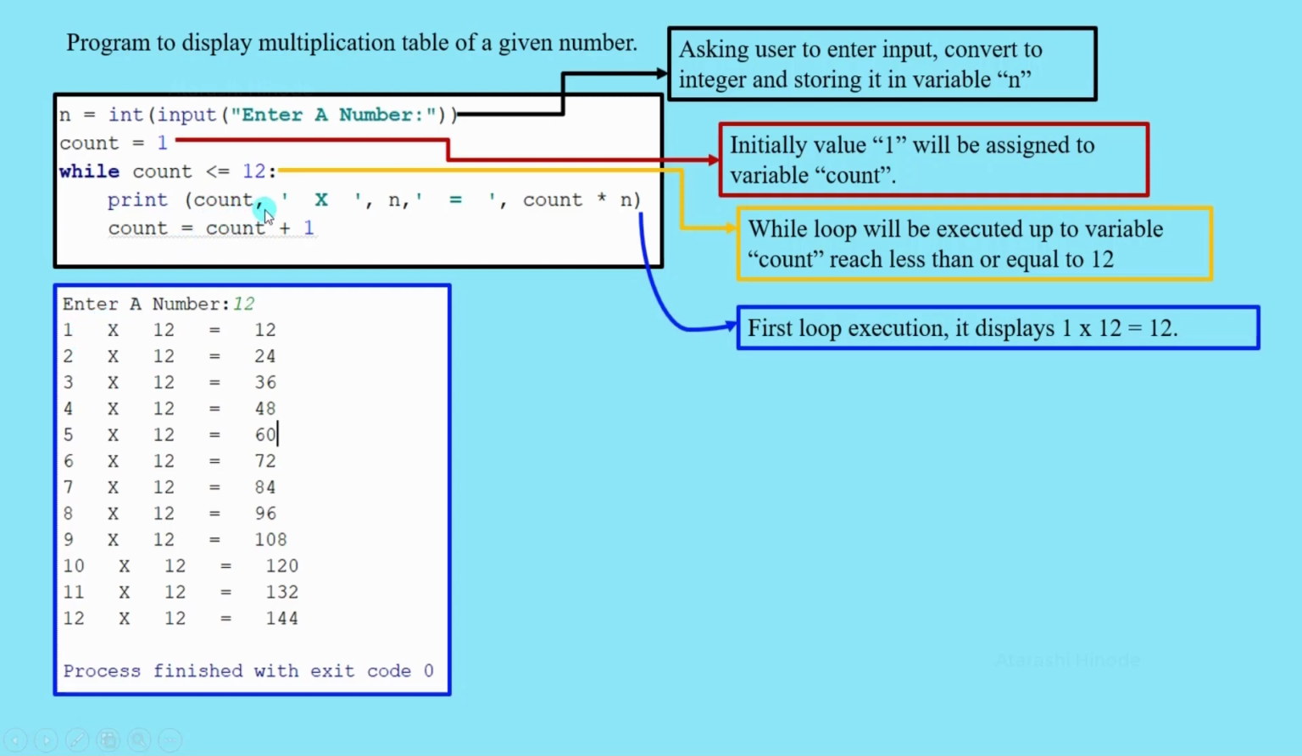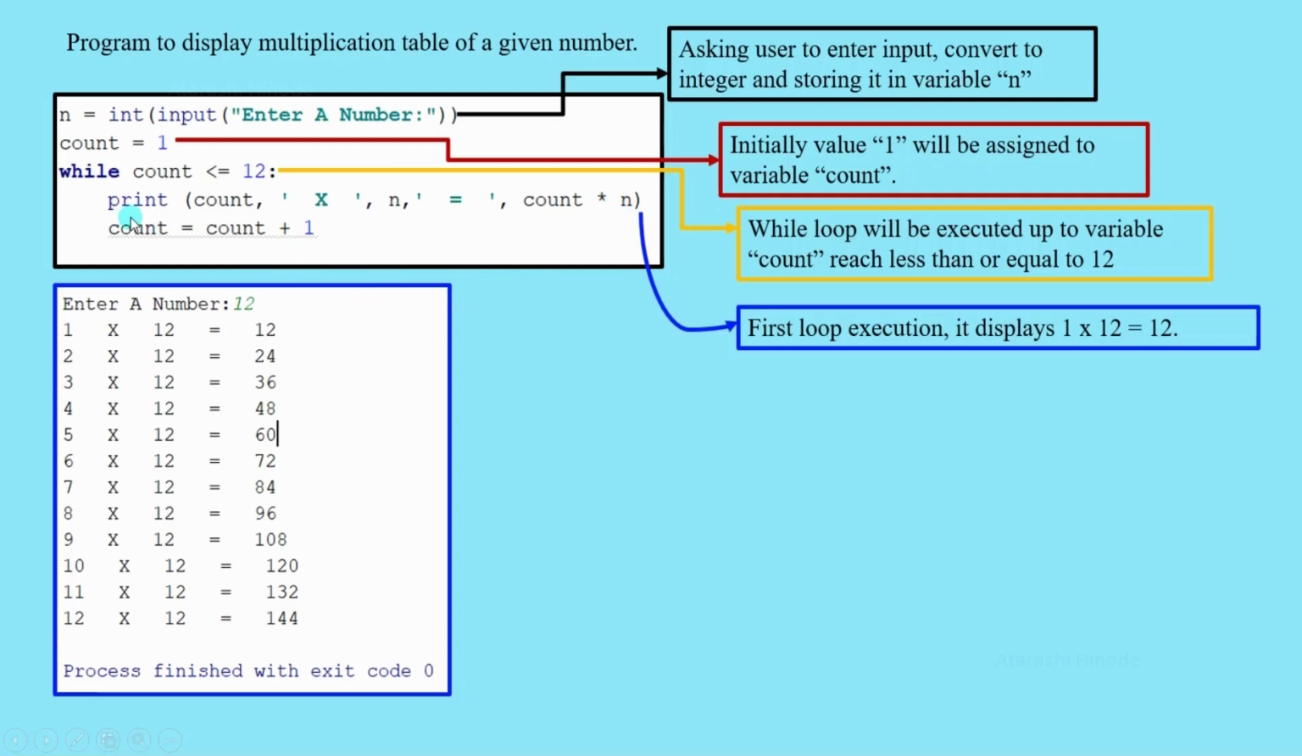Then we use a comma to print another value, and we enter x in the form of a string. And here you can see that there is a space between 1 and x. That is because in the program we have left a space here, so you will get the same space in the output as well. Then we use a comma and then we print the variable n, which is the user input, that is 12 in this case, and then we print equal to in the form of a string. Then we print the product of the variable count and n, that is 1 into 12 in this example.